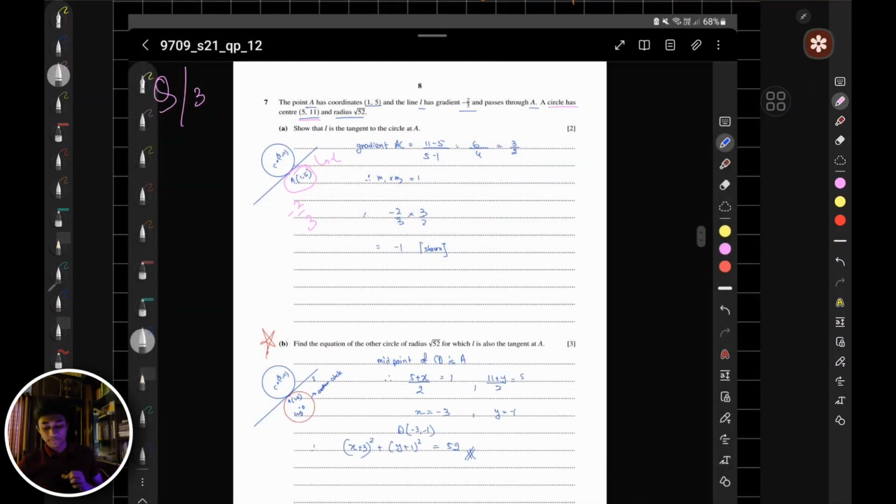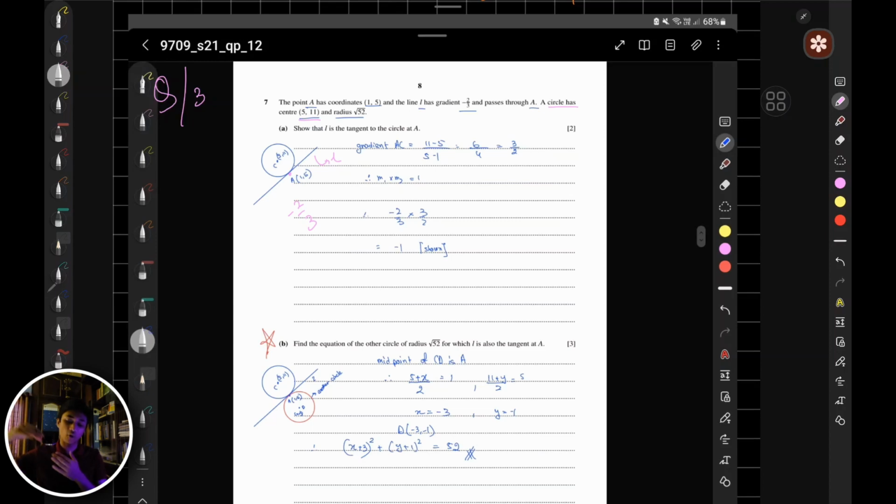Alright, question 3. The point A has coordinates 1, 5 and the line L has gradient -2 by 3 and passes through A. Circle has center 5, 11 and radius √52. So first of all, a point A has coordinate 1, 5. This is your A and this is a point. Okay. And the line has a gradient -2 by 3.